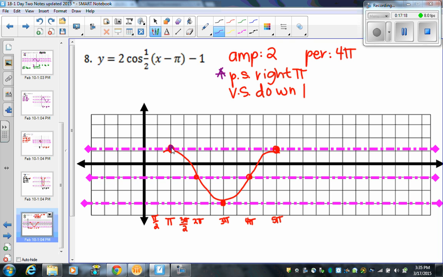Graphing my last high point, I've got to consider my period, 4 pi units away. 4 pi units from where I started. 4 pi is 8 spaces. So from where I started, I'm going to count over 1, 2, 3, 4, 5, 6, 7, 8 spaces. Halfway between would be a low. Halfway between is a middle. Halfway between is a middle. And then we have our curve.